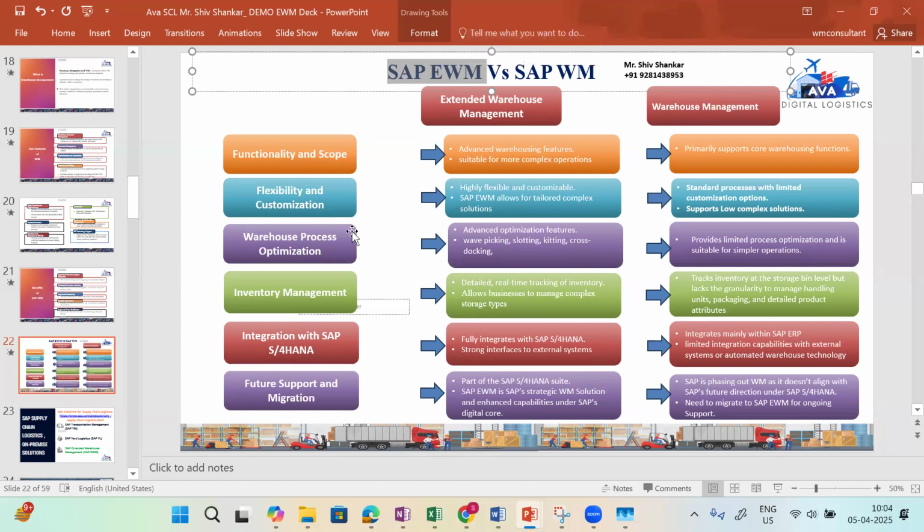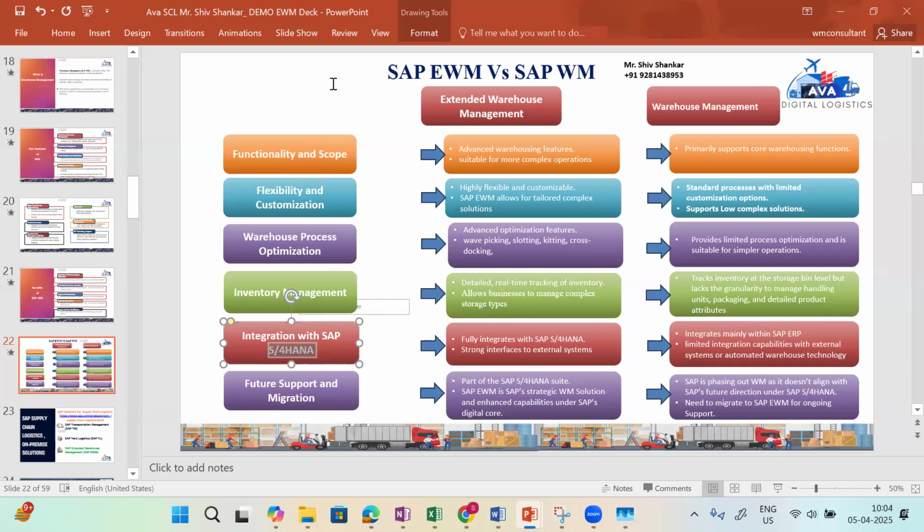So the functionality and scope are different. In EWM, you have advanced features where warehouse management is primary. So, integration with SAP S4HANA. Whereas SAP WM is part of the ECC, EWM is built into S4HANA. The difference between ECC, which stands for Enterprise Central Component, and S4HANA is that S4HANA is an in-memory component.